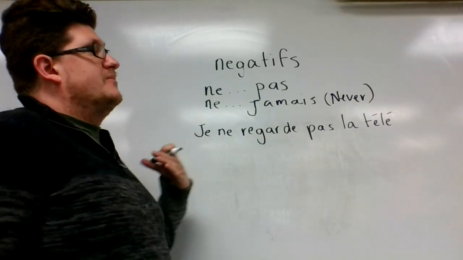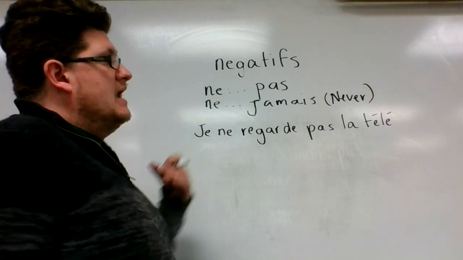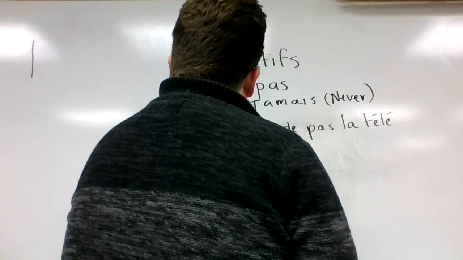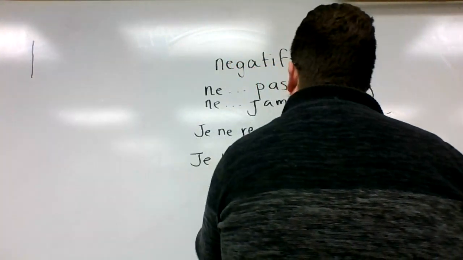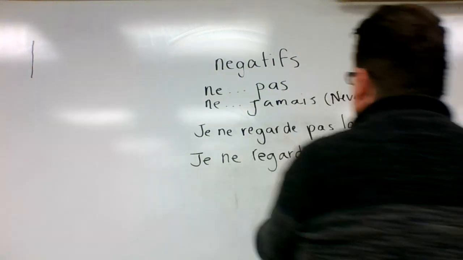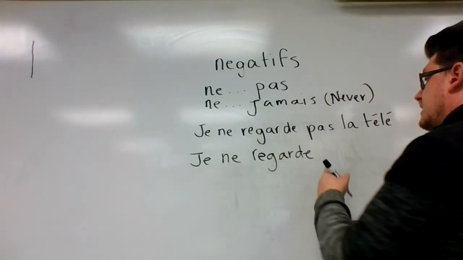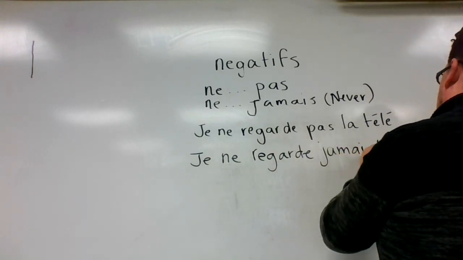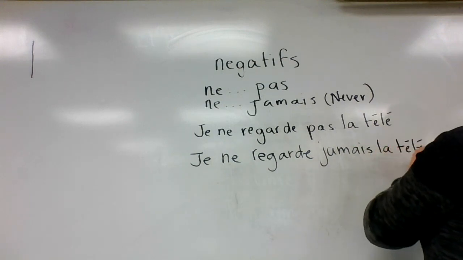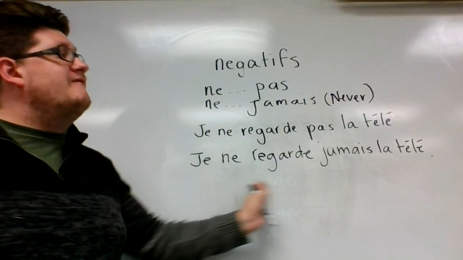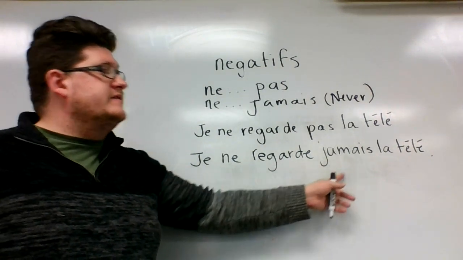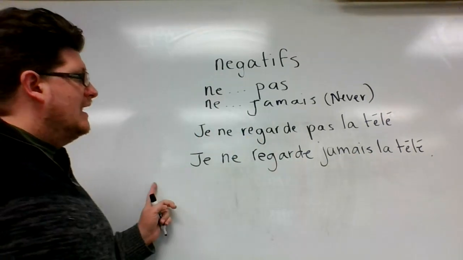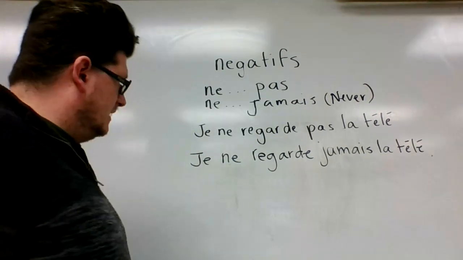Now, if you wanted to go one step further, you would say, I never watch television. You would just swap out this. So, je ne regarde. So instead of pas, which is not, right, I'm going to swap in jamais, which means never. I never watch the television, right? So again, this in English comes before the verb. In French, it surrounds it. So I do not watch the television. I never watch the television. Okay?